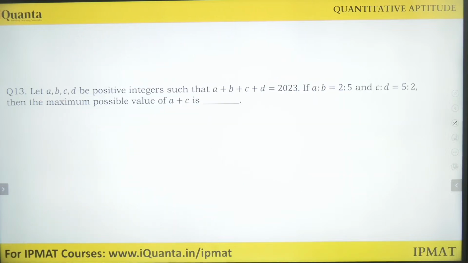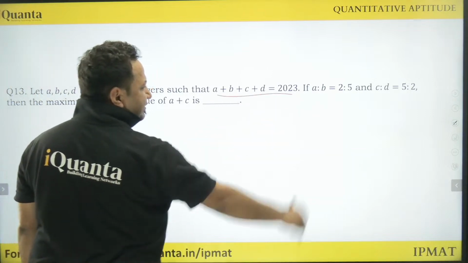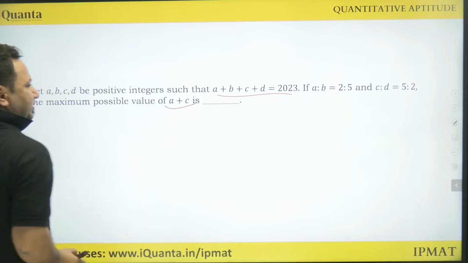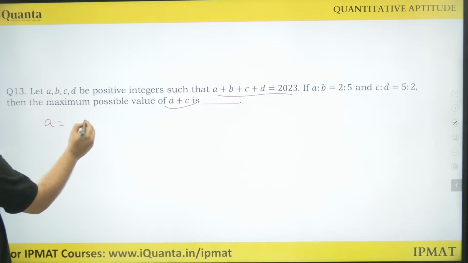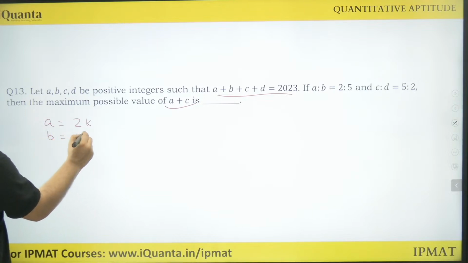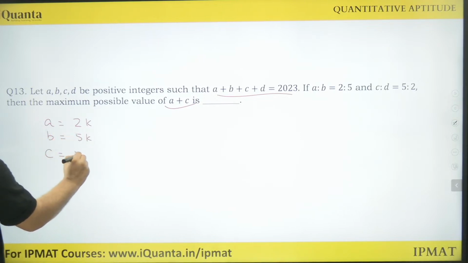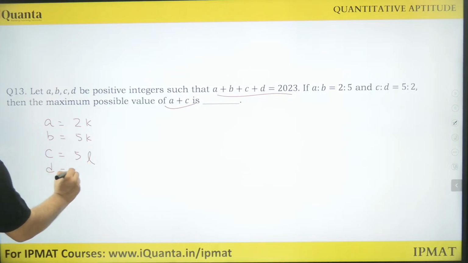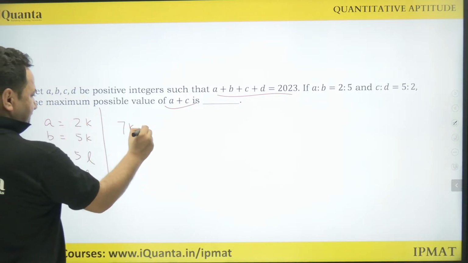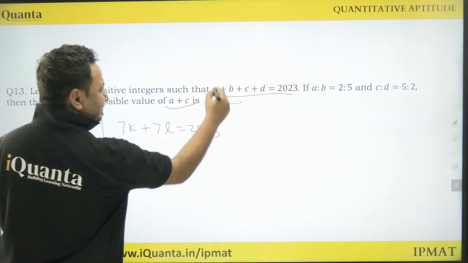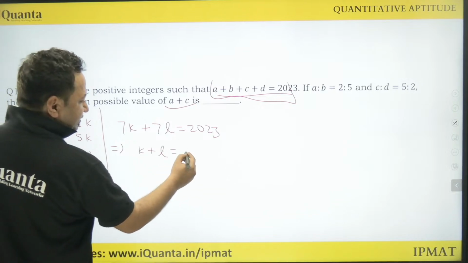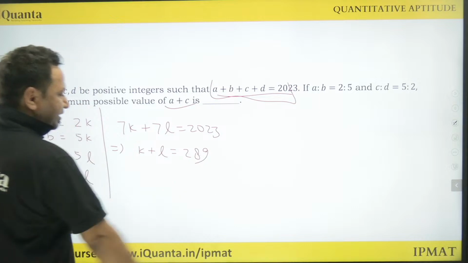13th. Let A, B, C, D be positive integers such that A plus B plus C plus D equals 2023. A is to B is 2 is to 5 and C is to D is 5 to 2. Maximum possible value of A plus C is what? So can I write A is equal to 2K and B is equal to 5K? C is equal to 5L and D is equal to 2L. Which means the sum of all this, 7K plus 7L, is equal to 2023. Taking out 7 common, K plus L is equal to 289.